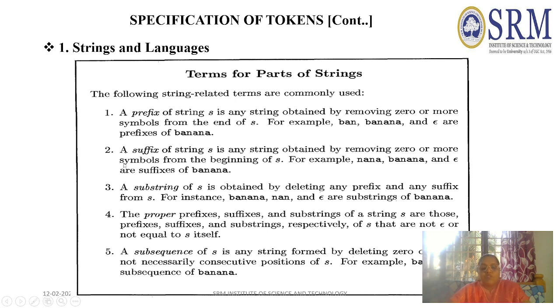Okay. Substring is nothing but what is obtained by deleting any prefix or any suffix from S. Which means that let me consider the same example, banana. B can be removed, A can be removed. AN can be a substring.